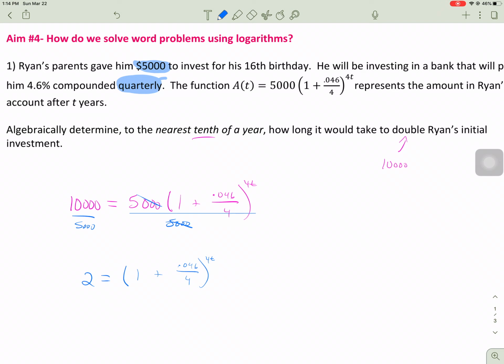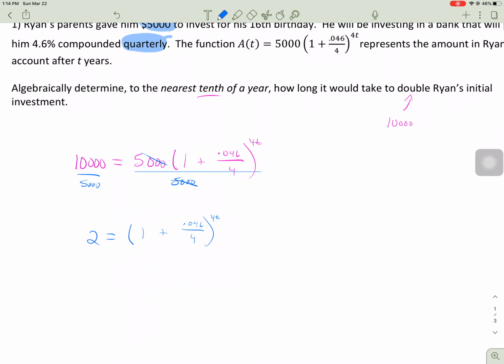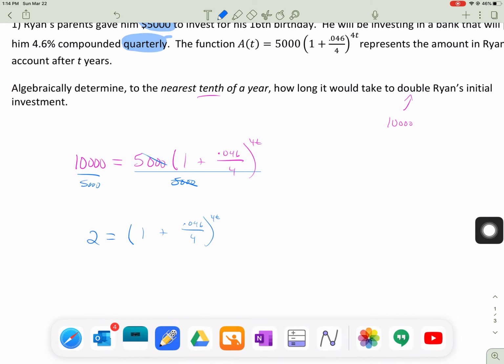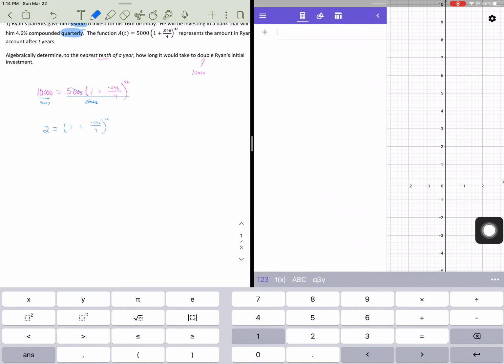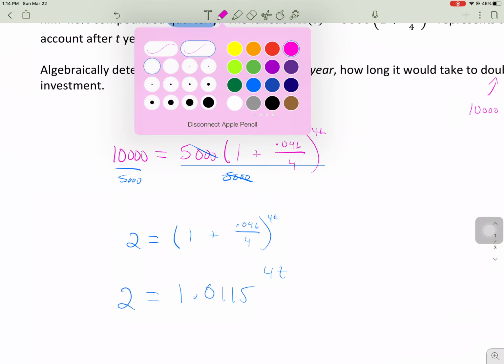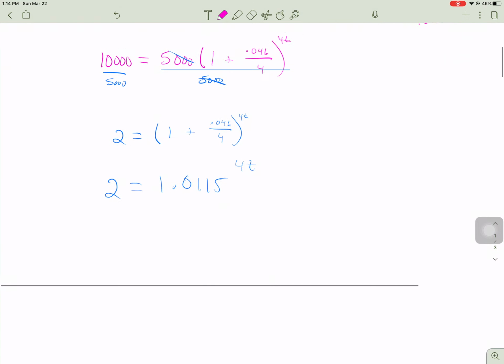parentheses 1 plus 0.046 over 4 to the 4t. Now that we've got it alone, the first thing I'm going to do is take what's inside here and simplify it. So I'm going to check out what 1 plus 0.046 divided by 4 is. I'm going to change this to 2 equals 1.0115 to the 4t.